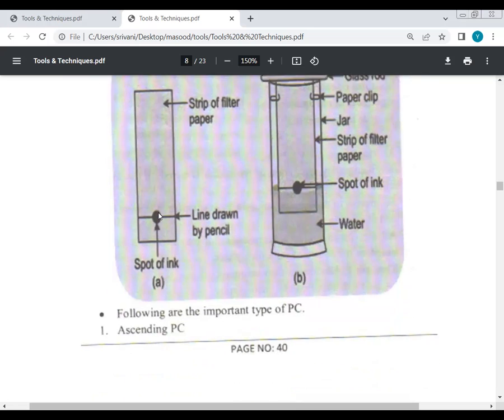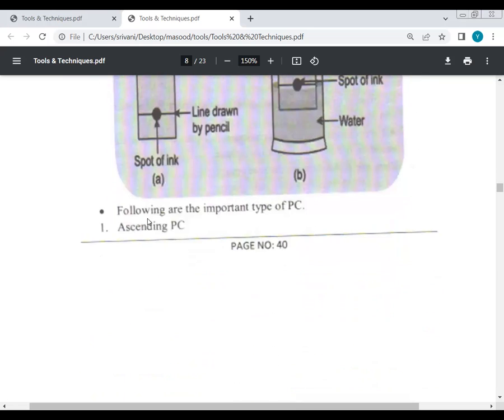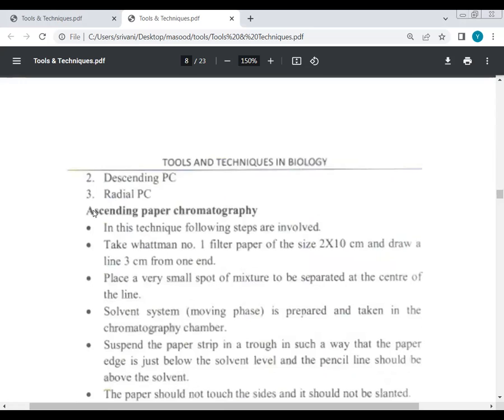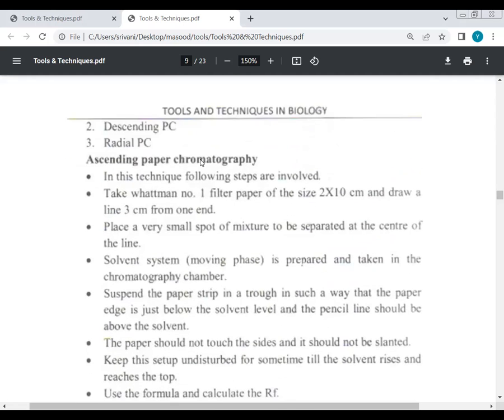Okay, the following are the important types of PC: ascending PC. Next, the second one is descending PC. Next one is radial PC. PC means paper chromatography. Ascending paper chromatography. In this technique, the following steps are involved. First, take Whatman number 1 filter paper. Means in our laboratory, Whatman number 1 filter paper is there. You can take that filter paper and cut it into the size of 2 by 10 centimeters.